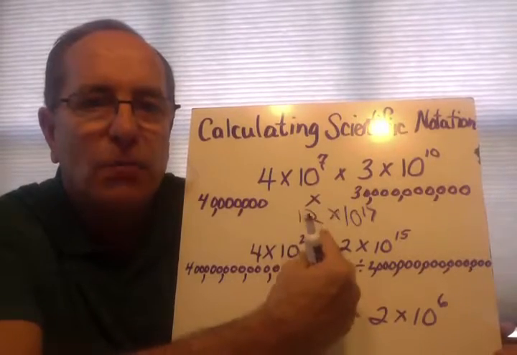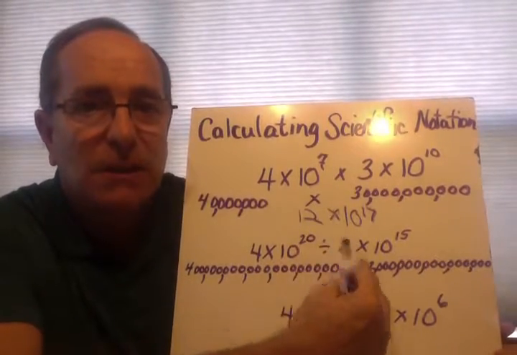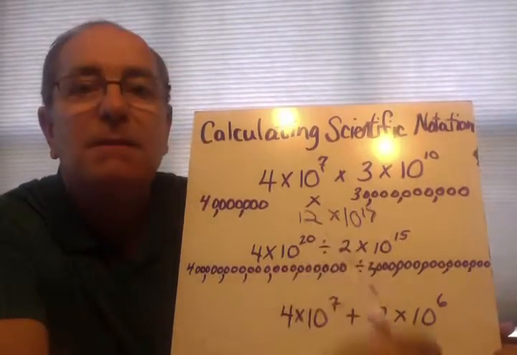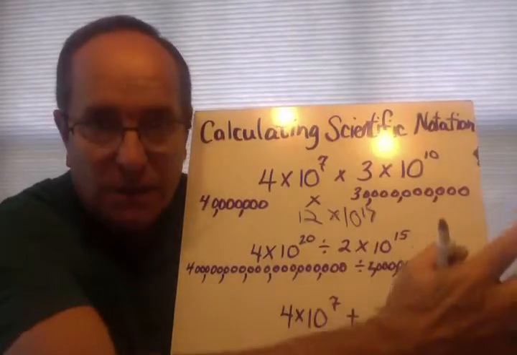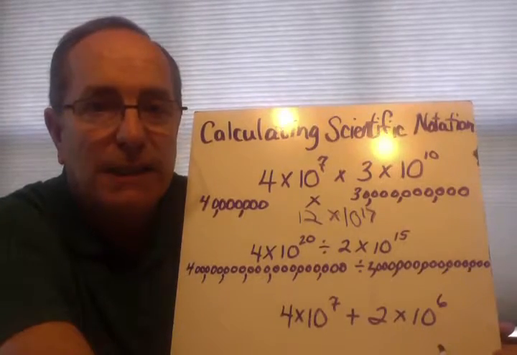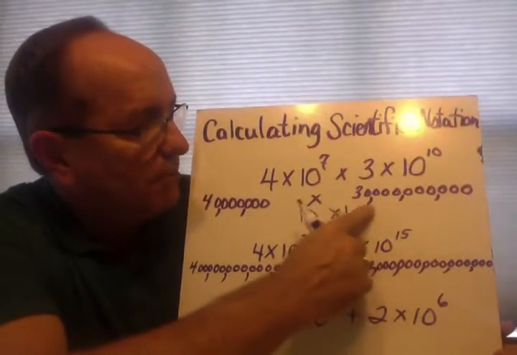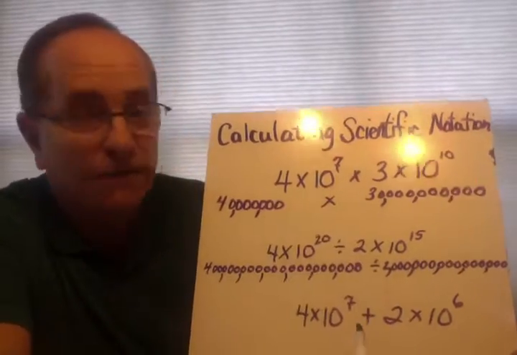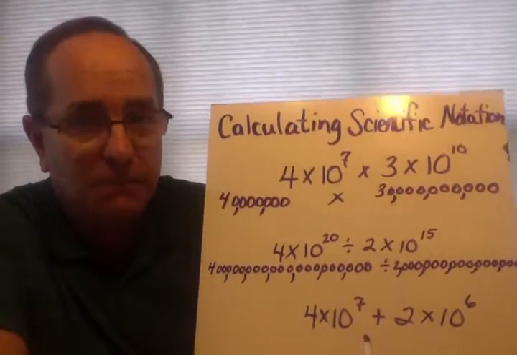Because now if I wanted to convert that back out, I would have 12 with how many zeros behind it? I'd have 17 zeros there. Very big number to calculate out. So that's multiplying. Well, what if I wanted to divide two big numbers?